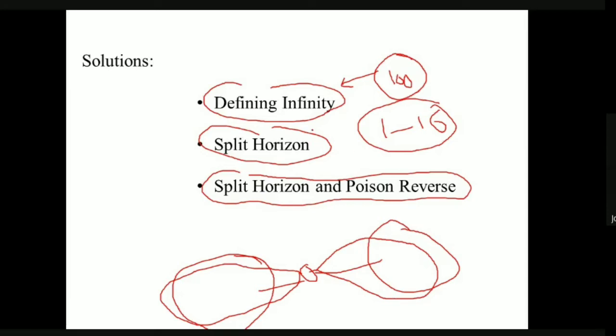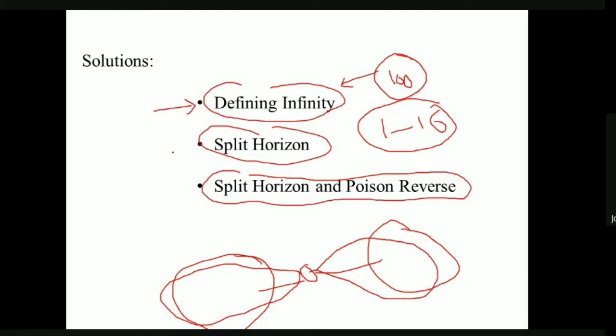So what is the main intention behind defining infinity? We can define our own number, a smaller number. Whenever the distance metric reaches that particular number, those nodes stop sending the updates to the other nodes. So this is about defining infinity.